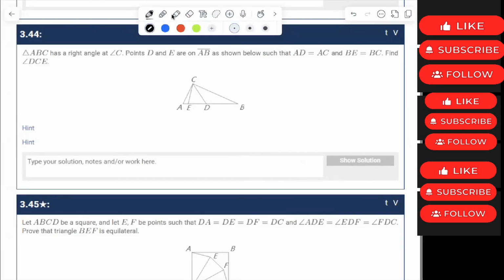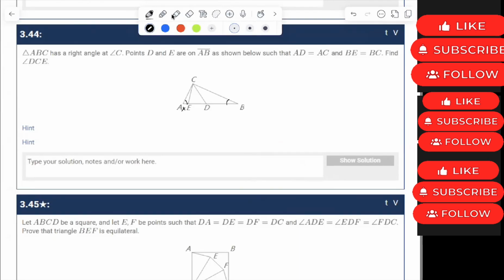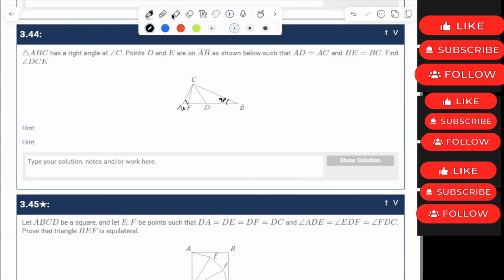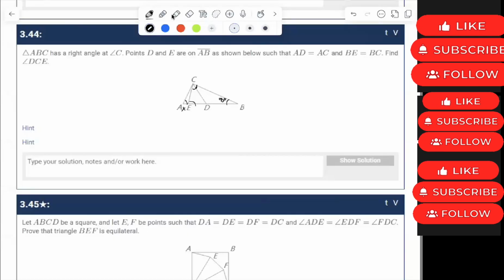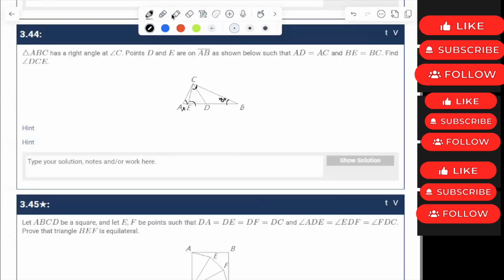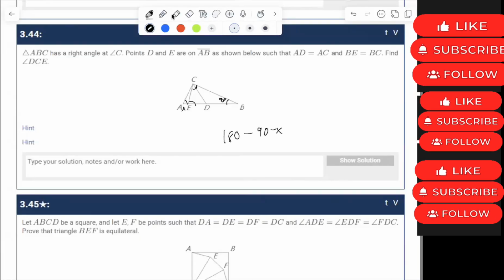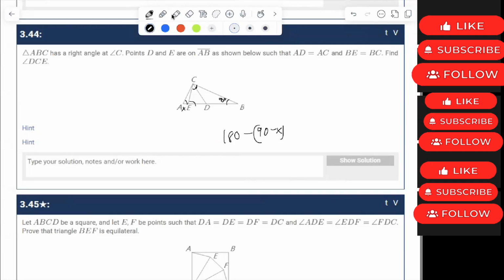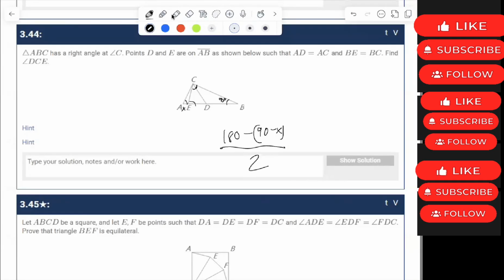Well, we have BC and BE. Alright. This is X. This is 90 minus X. And we have this is equal to that. Alright. That's very important. Well, what's that? Well, that's just going to be 180 minus 90 minus X divided by 2 then. Agreed, right? That's going to be BEC.